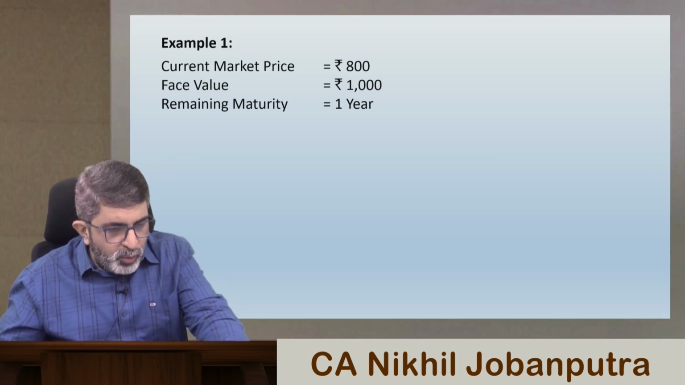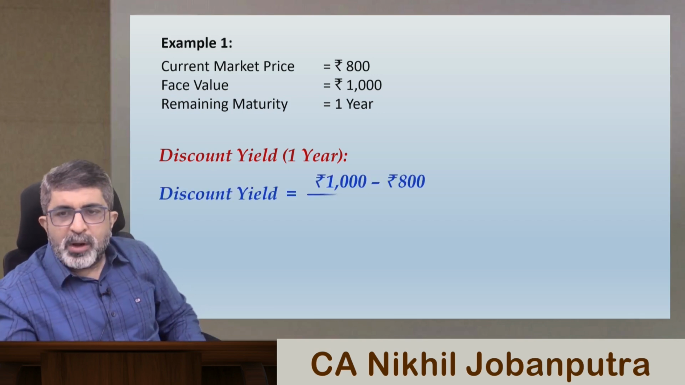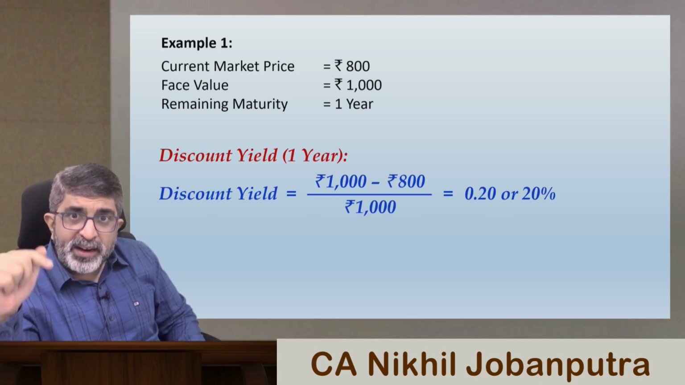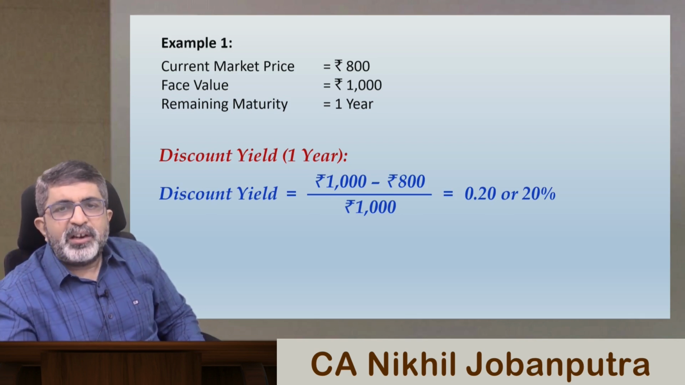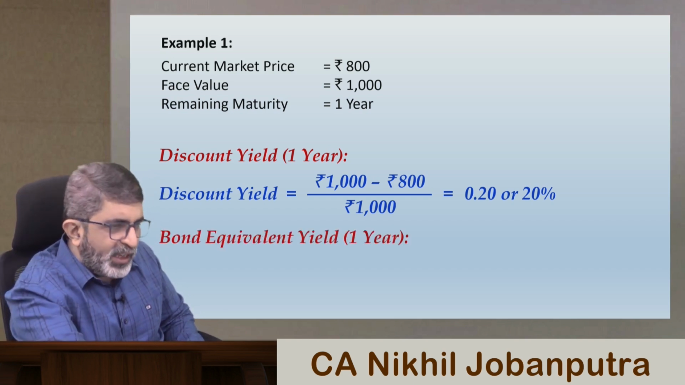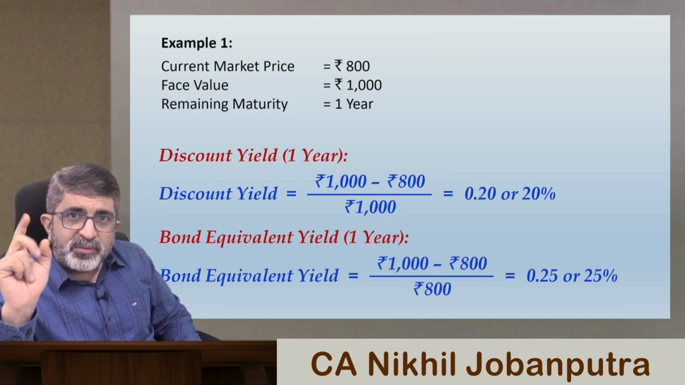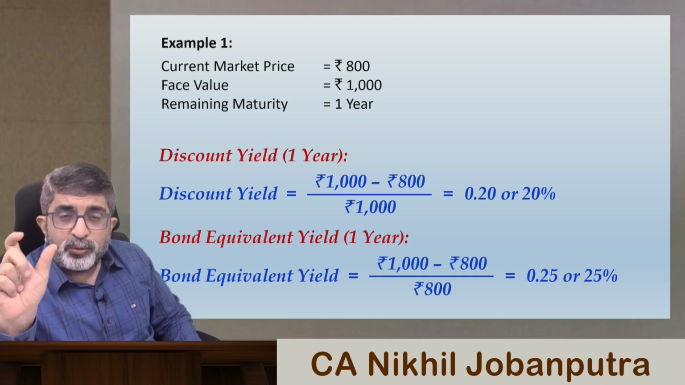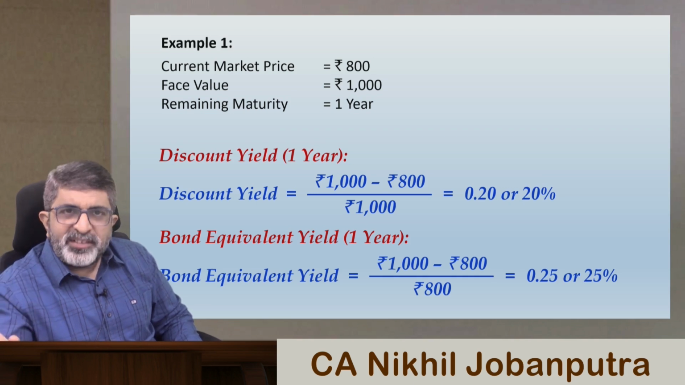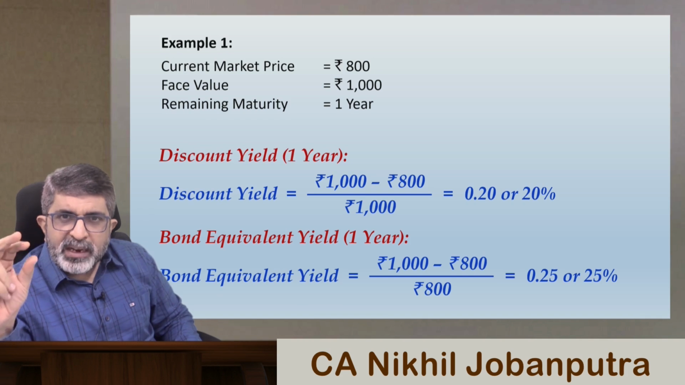So how would you express the calculations over here? If it is a discount yield for 1 year, how would you compute that? 1000 minus 800, that difference you divide by the par value, that is 1000, and the result will be 0.20 or 20%. The same thing, if you want to compute in terms of bond equivalent yield for 1 year: the numerator remains the same, 1000 minus 800, that is 200, which is what you are going to earn in this period of 1 year by investing how much today? Rupees 800 you are investing today, and your bond equivalent yield will be 25%.